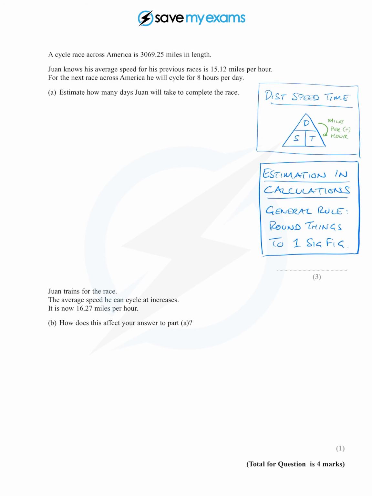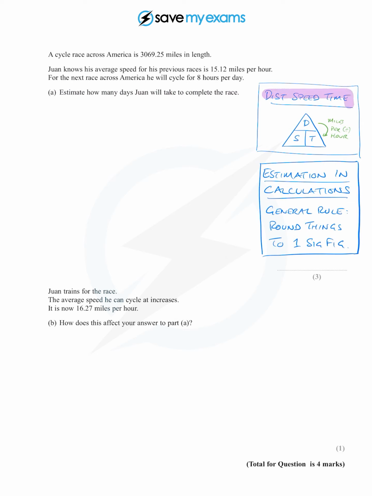So we have a cycle race across America, which is 3,069.25 miles in length. And Juan knows that his average speed for the previous races is 15.12 miles per hour. And for the next race, he's going to cycle for 8 hours per day. Estimate how many days Juan will take to complete the race. Okay, couple of things going on here.